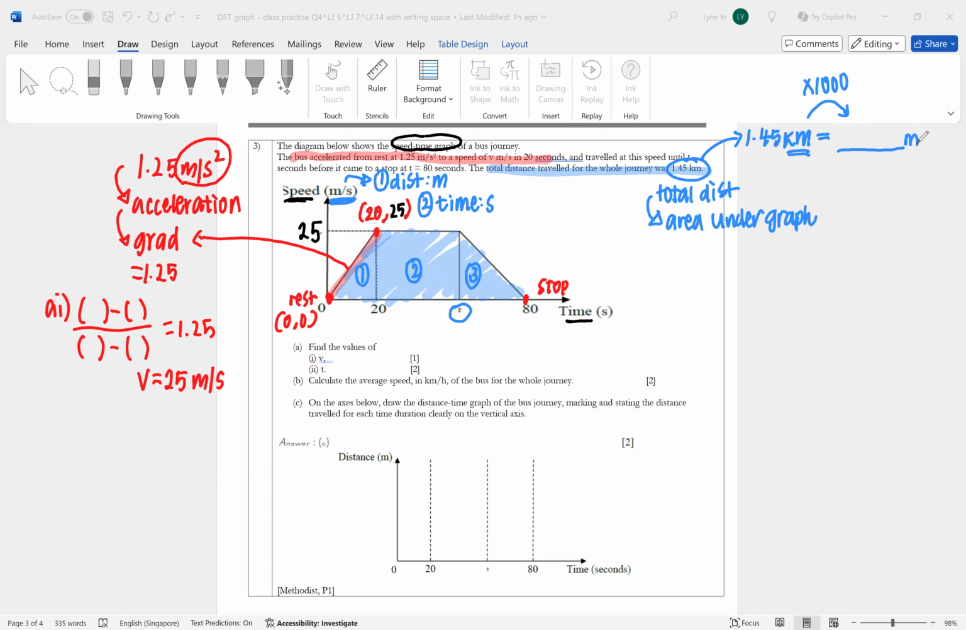Then you go and find the area of 1, the area of 2, and the area of 3, and equate this whole thing to the answer here. Then from here, you can solve, and you find the answer for T. Okay?